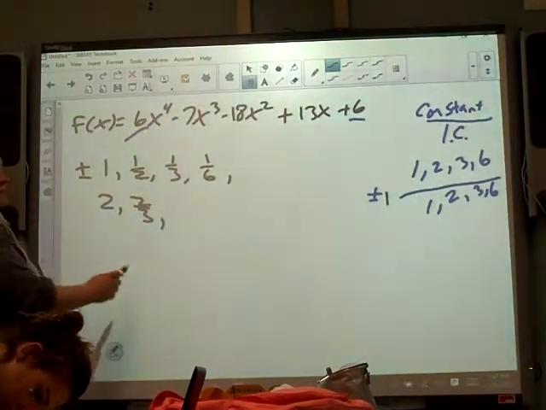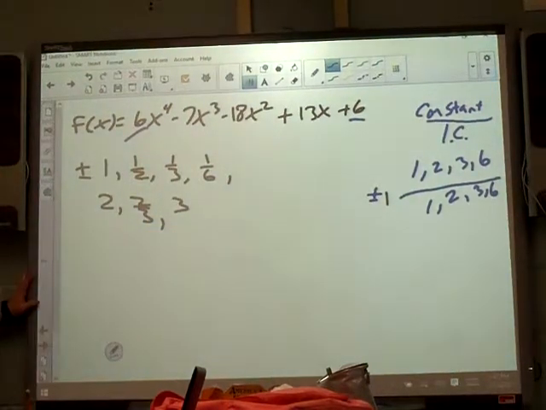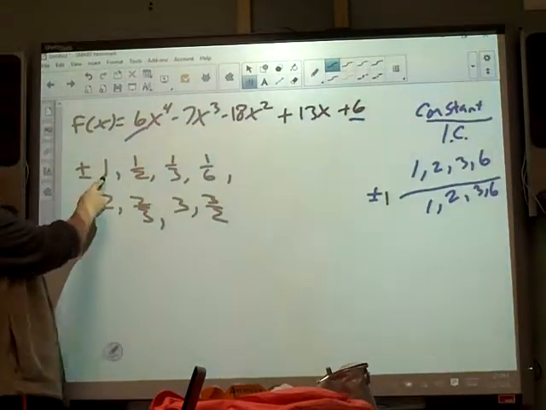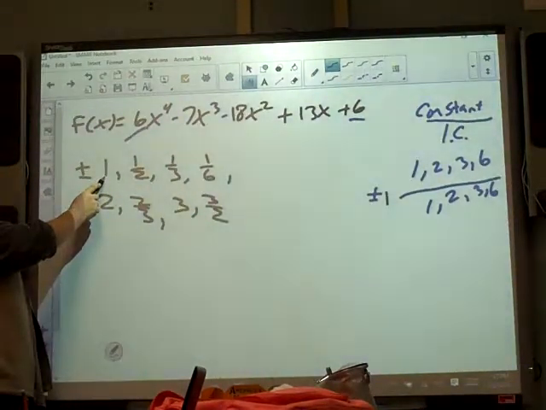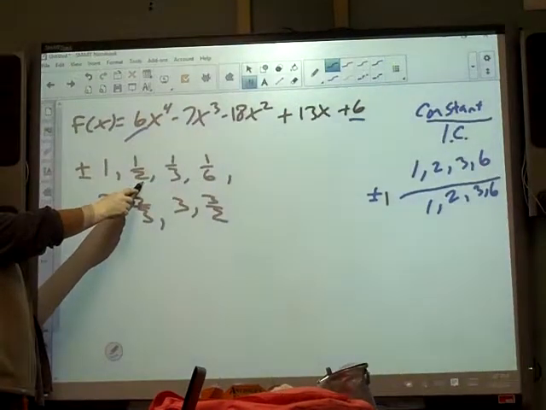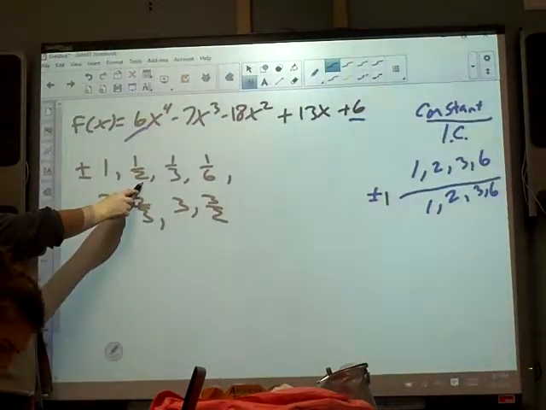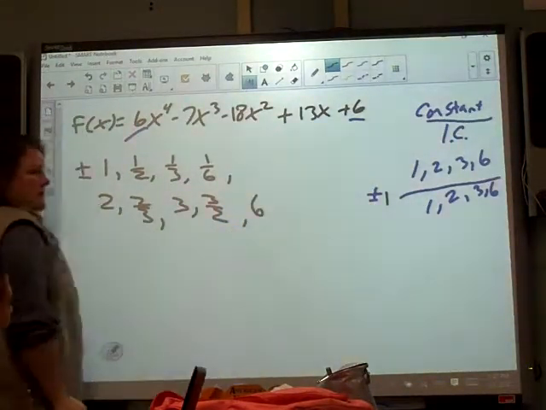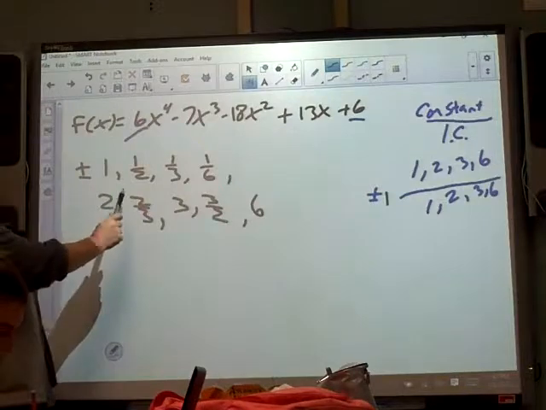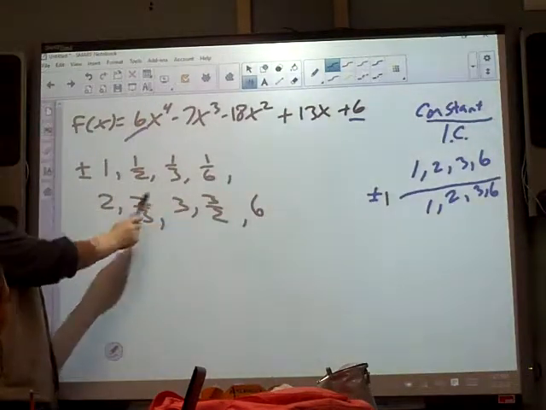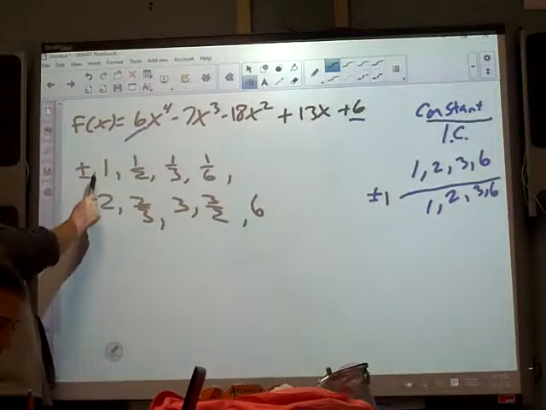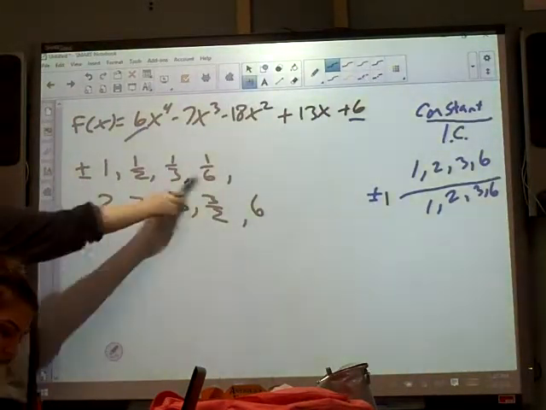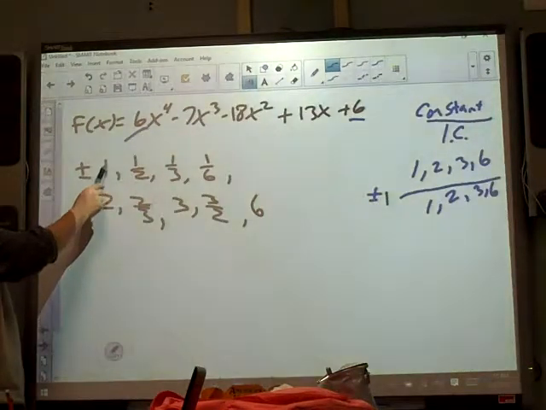Okay, moving to the 3. 3 over 1. 3 over 2. Already got 3 over 3. Already got 3 over 6. Right? Moving to the 6. 6 over 1. And I've already got all the rest of them. 6 over 2. 6 over 3. 6 over 6. So, if I got a positive or negative for each of these, that could be positive 1, negative 1, positive, negative 1 half.